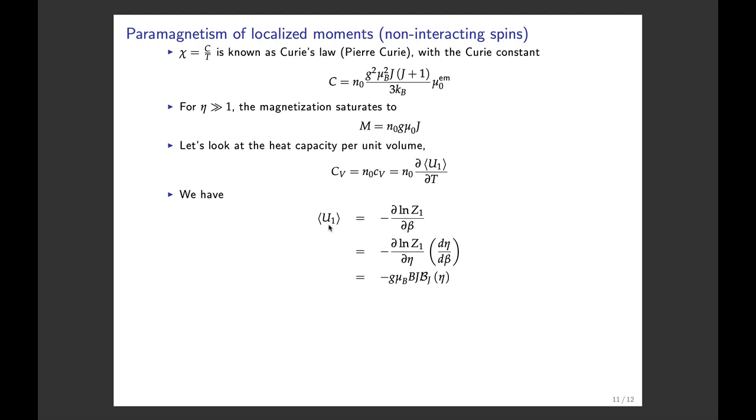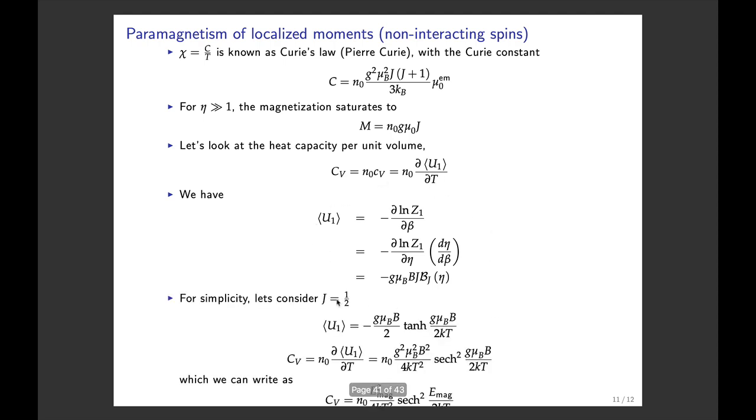Well, remember the average energy is given by this derivative of the log of the partition function. And so what we're trying to do is find this mean U1. We find that in terms of what we've worked out now, just by using this eta. This is just changing from beta to eta. And then once we have that, we just take this derivative with respect to T.